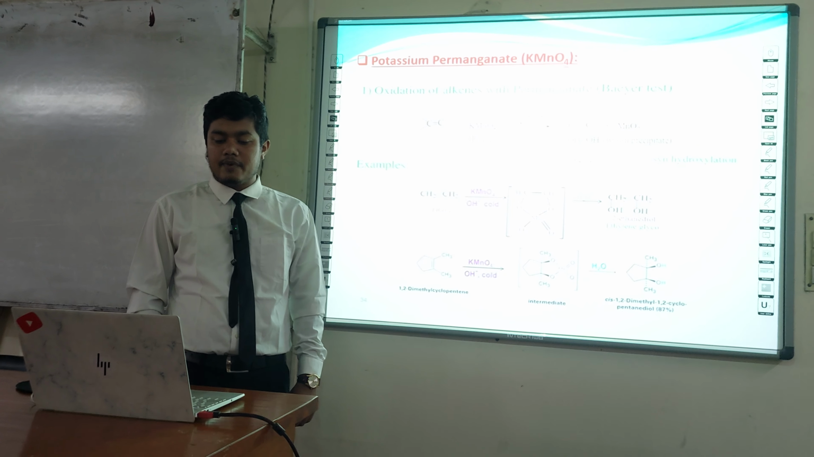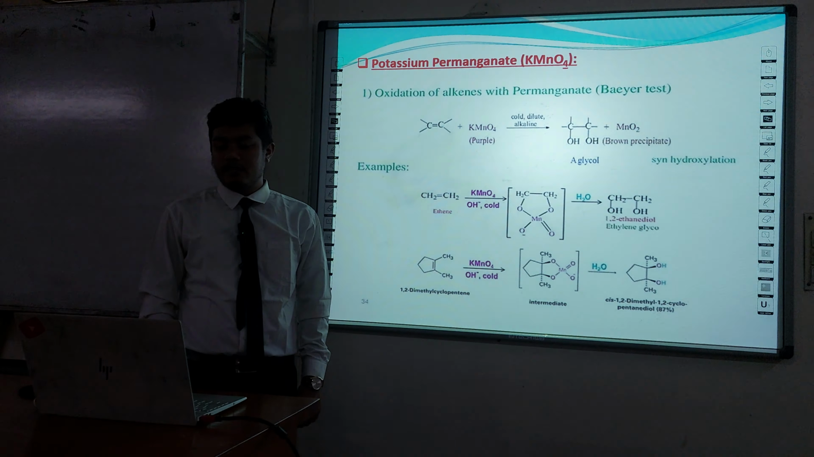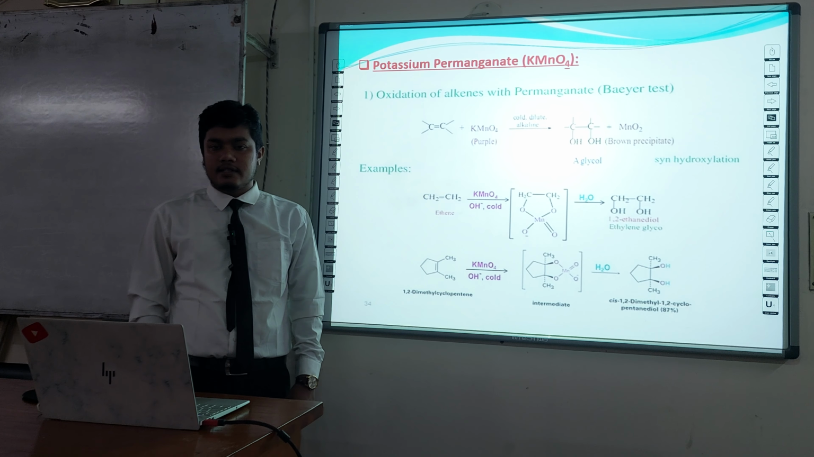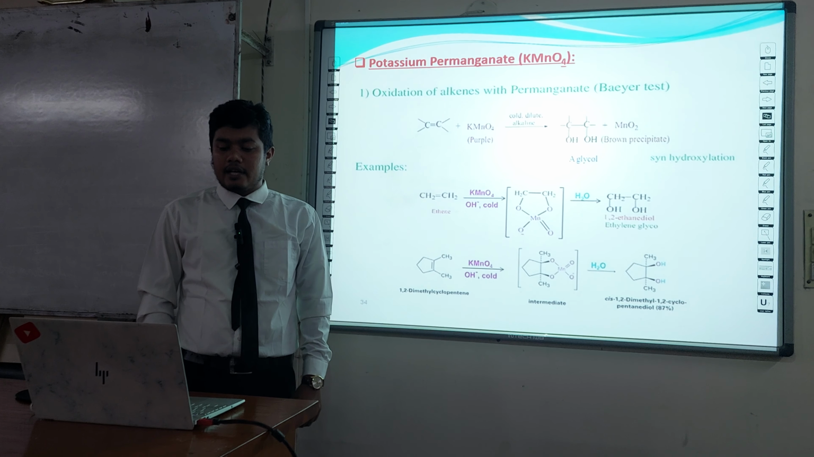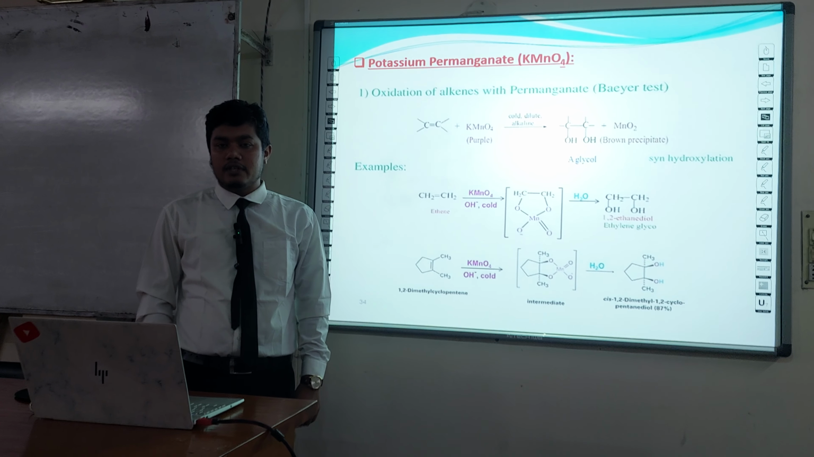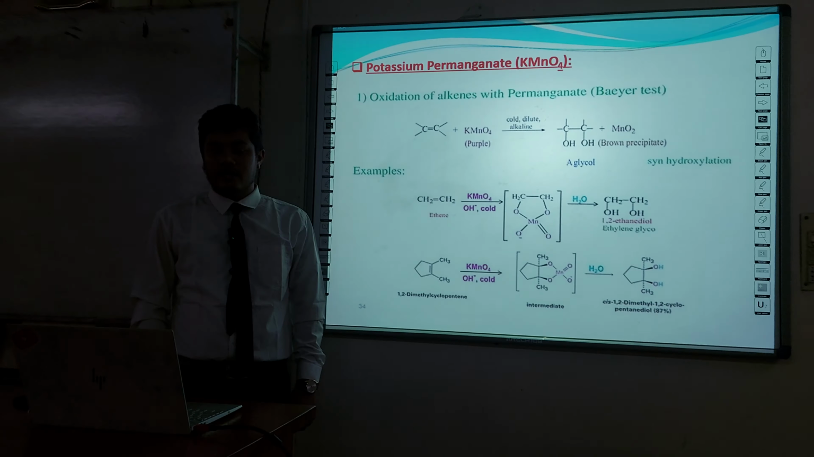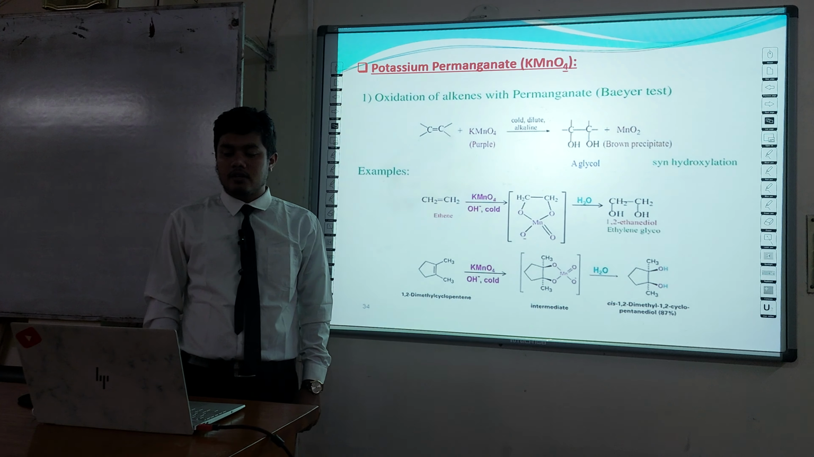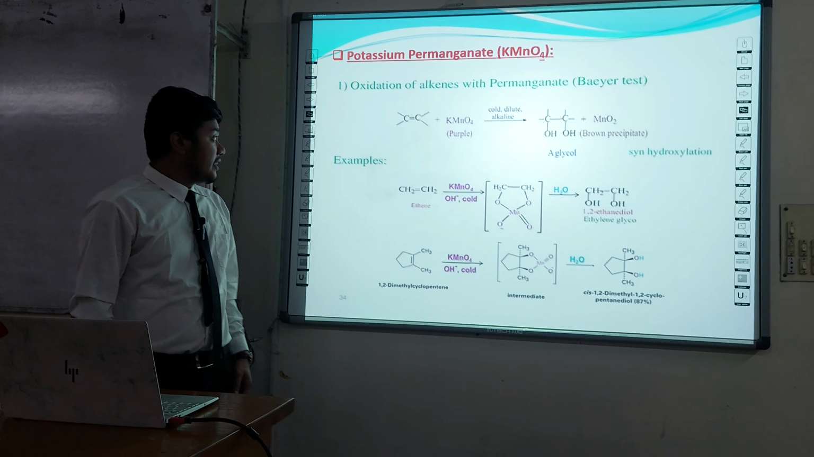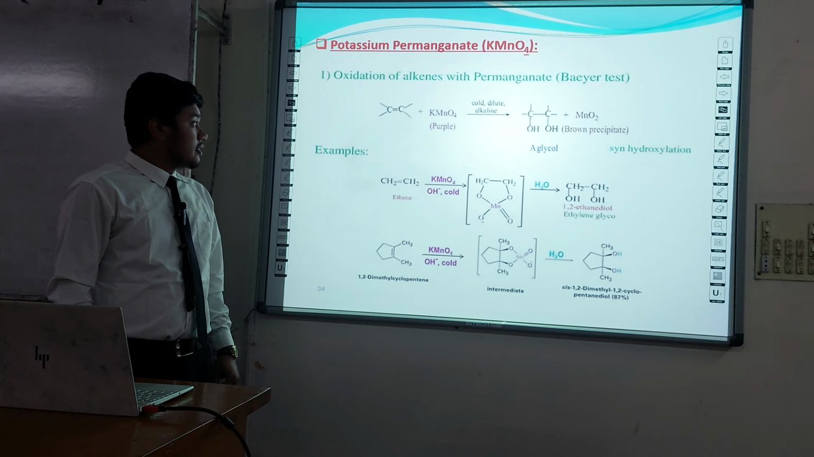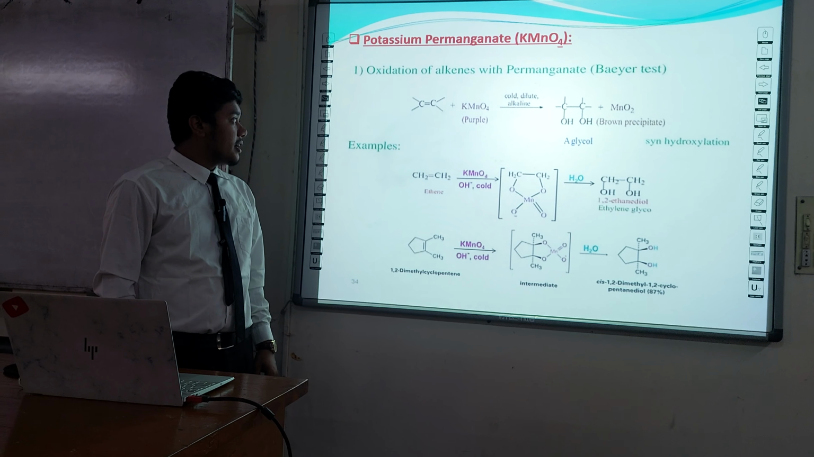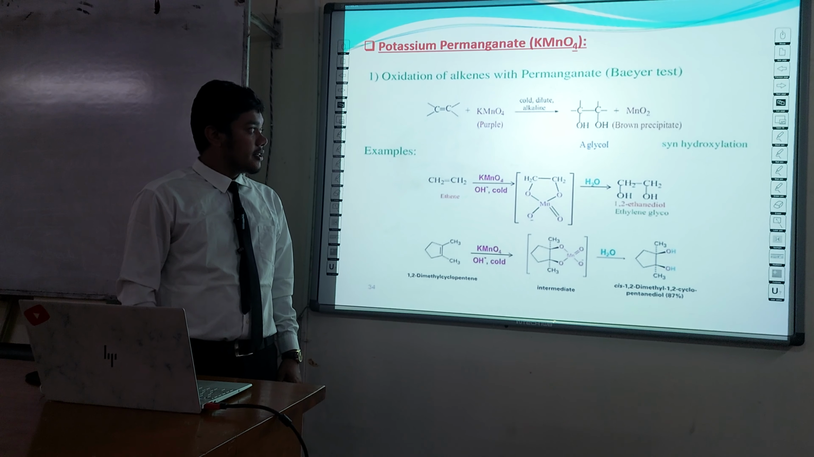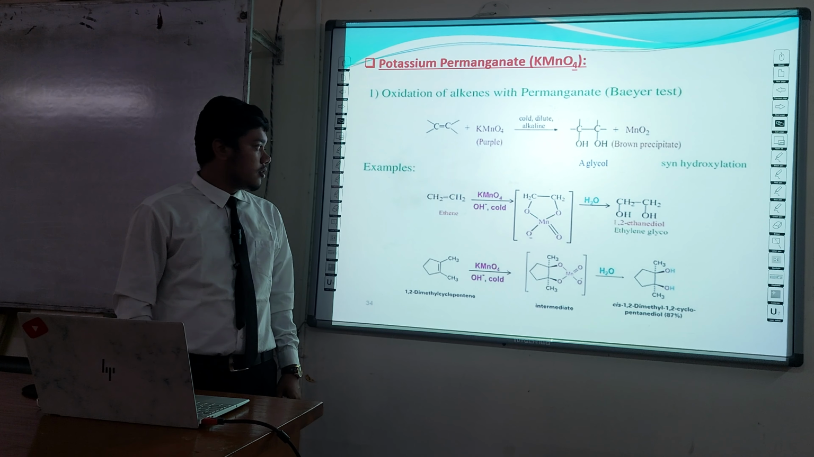Now I will describe the reaction of potassium permanganate with alkenes. We know that potassium permanganate is a colorful reagent, and when it reacts with alkenes, its color will disappear. We can see that ethene reacts with cold potassium permanganate and forms a glycol.